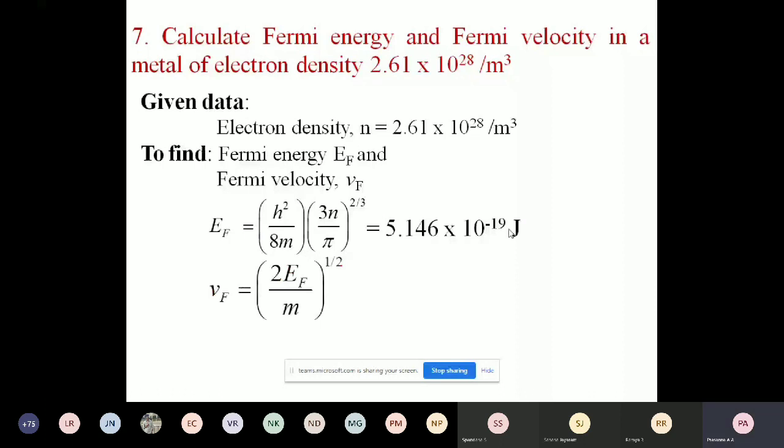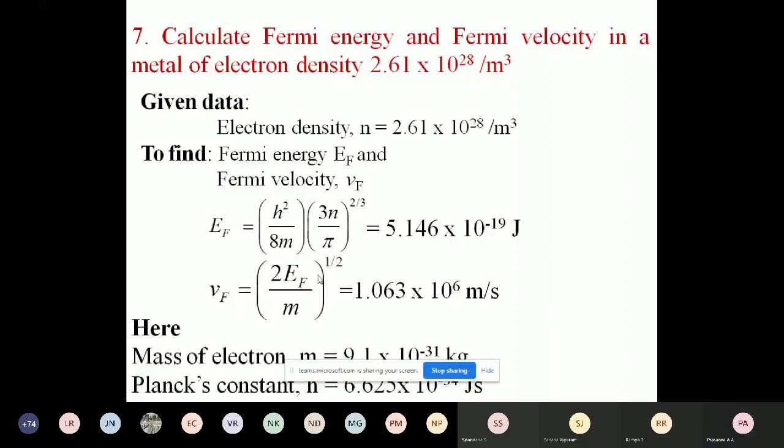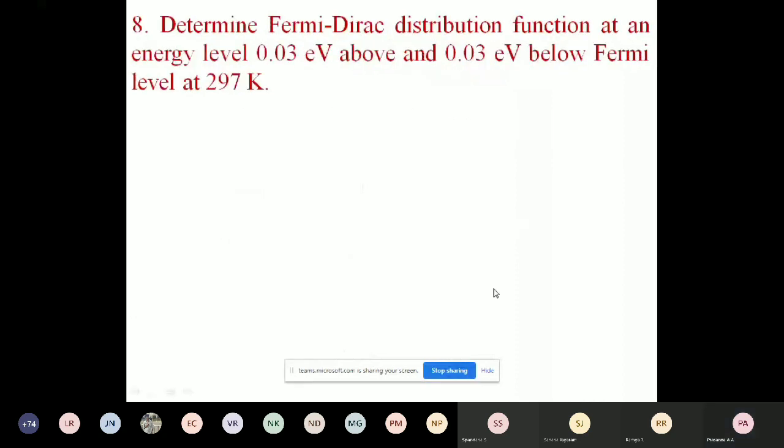And for calculating Fermi velocity, you know that energy is half mv square in general. But in particular for the Fermi velocity, EF is equal to half m vF square. On simplifying and rearranging, you will get this equation. EF is already obtained, m is known, mass of electron, obtain the value on substituting those values. So I have given the constants also.